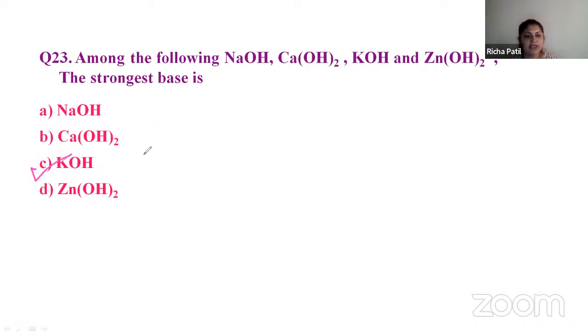Why? Because of the larger size of potassium, it can easily release the OH. So these hydroxide ions can be easily released, so KOH is a stronger base. Because of the larger size of potassium, it can easily release hydroxide ions, so it is a stronger base.